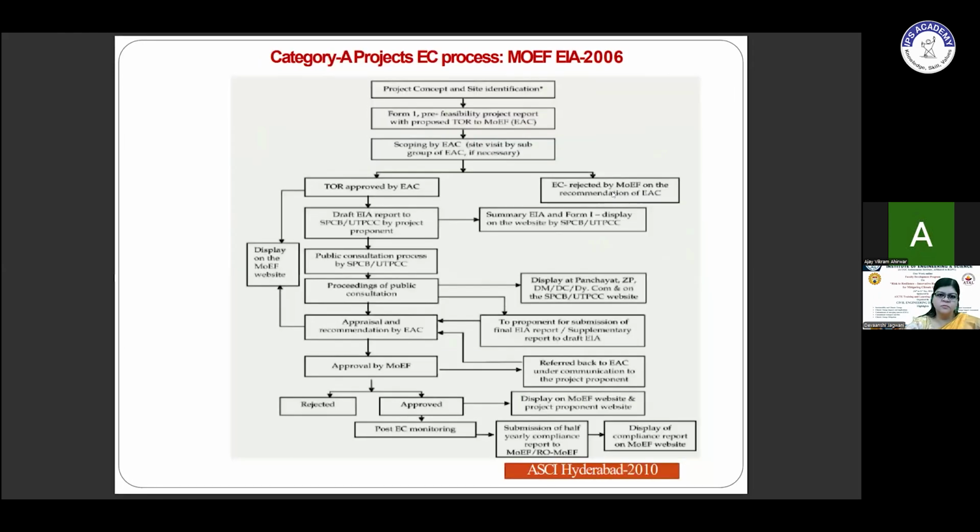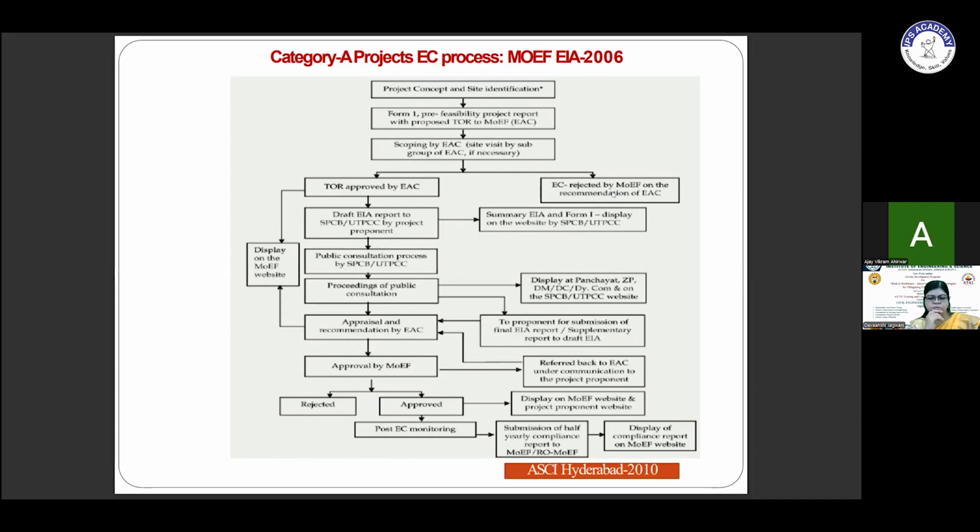Then the process of category A project environmental clearance process as per the MOEF EIA 2006 notification. First is generally the pre-feasibility project report with proposed terms of reference, and then scoping by EAC. Then next, the TOR can be approved by EAC, or it can be rejected by MOEF on independence of the environmental assessment committee.